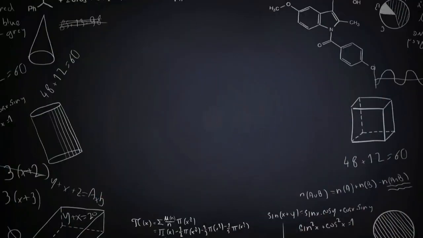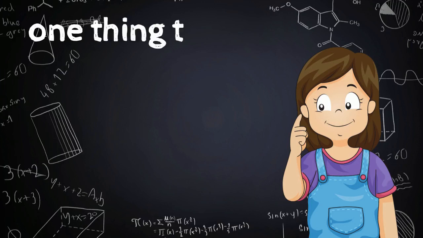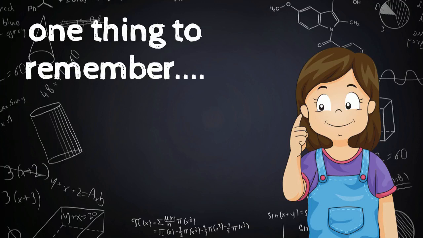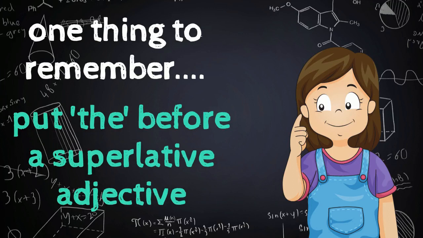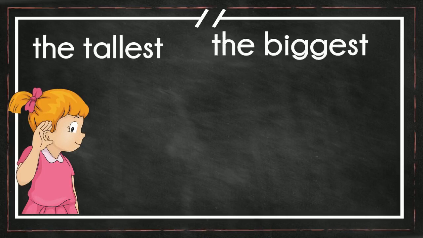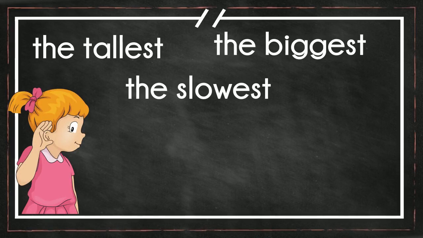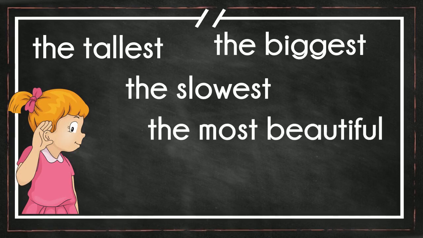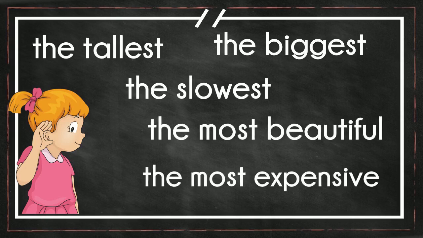But there is one thing that you guys need to remember all the time, which is you need to put the word the before a superlative adjective. And here are some examples to show how do you do that. The tallest, the biggest, the slowest, the most beautiful, and the most expensive.